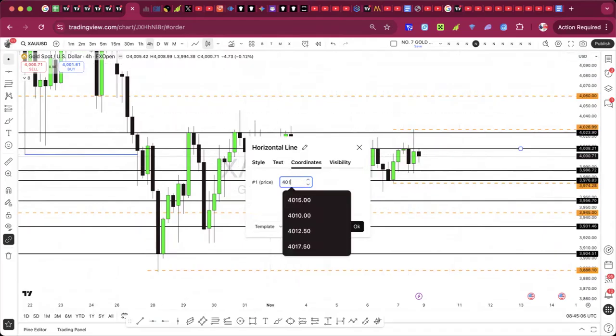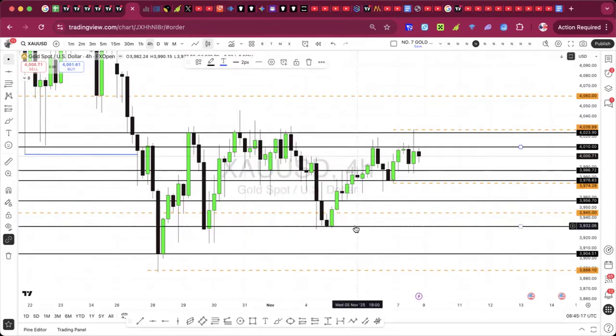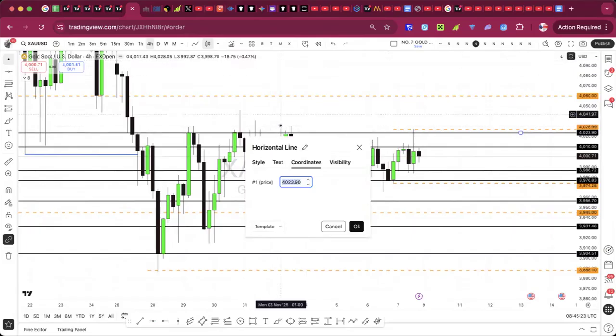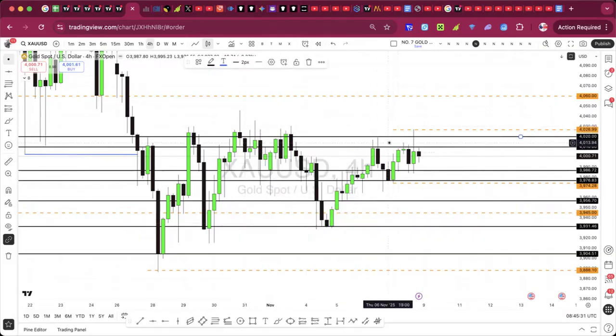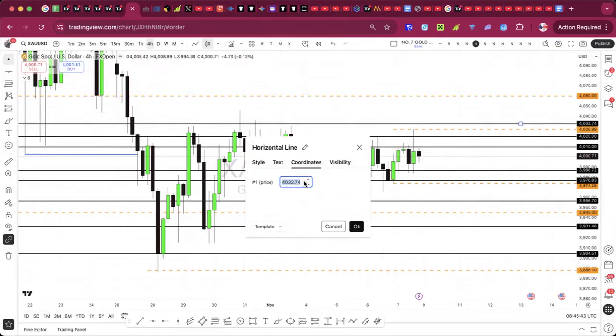Okay, 4010. Now 4010 is the coordinate, so that means we are targeting 100 pips per interval. So I click OK. Let's look at this one on top. That means this next one should be 4020. So you have to round it up to the nearest whole number, 4020. You get it? So if you like, you can create more to accommodate more up moves. So if we have 4020 before, we're going to have 4030.